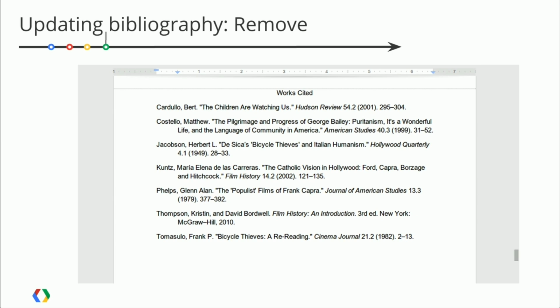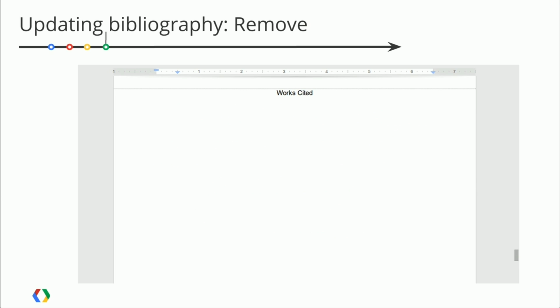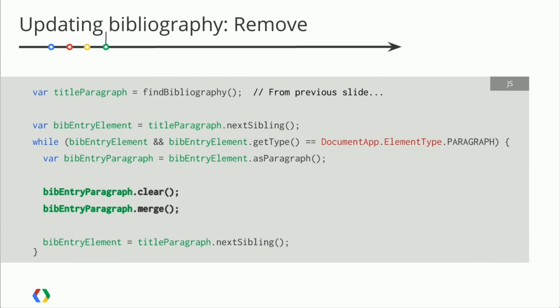And so because the user wanted to change their citation format, the easiest way to do this is just completely wipe out the contents of the bibliography, and then just reinsert new bibliography entry paragraphs using the new citation format. So let's take a look at how we do this.